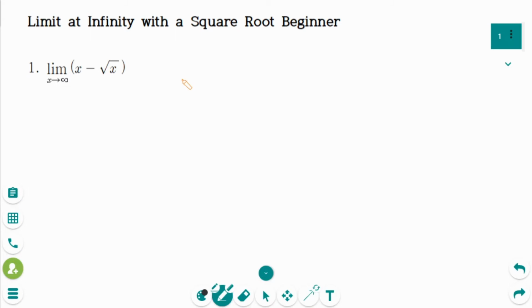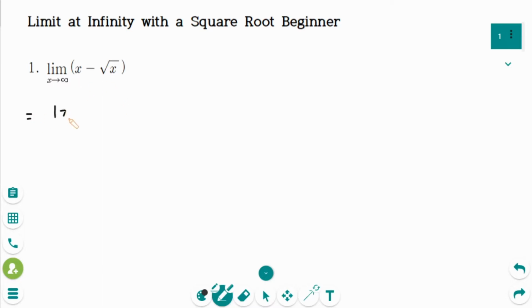This video will cover beginner questions regarding the topic of limit at infinity with the square root. This is the first question. To solve, we must first create a factored form by taking out the highest power of x. The highest power in this question is x.